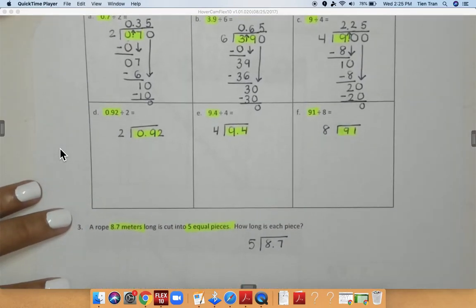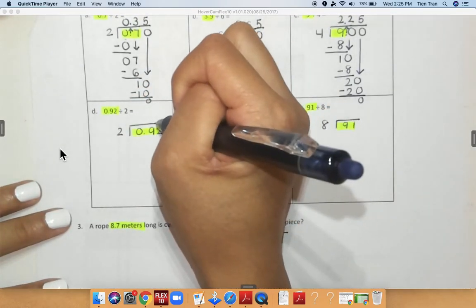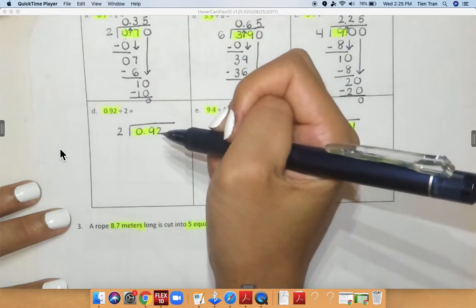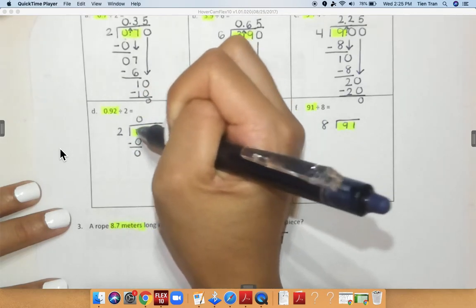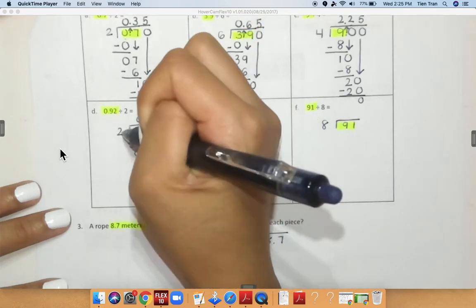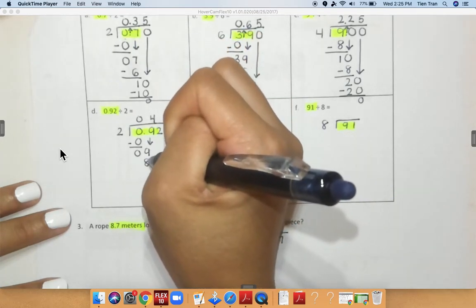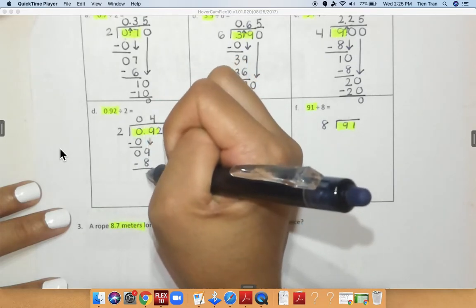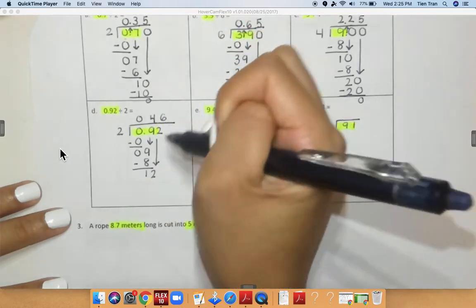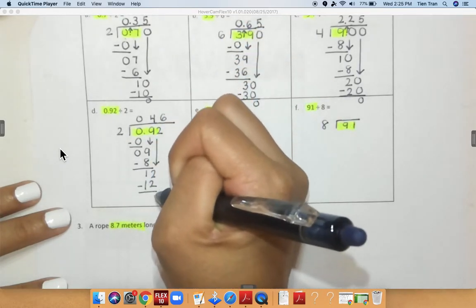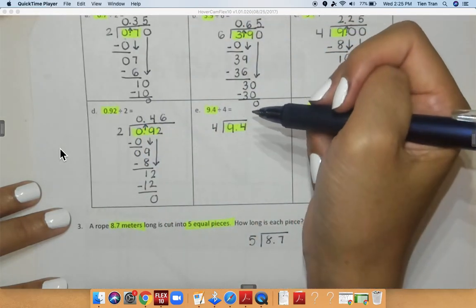Now I'm going to move on to problem D. Notice that 0 and 92 hundredths goes inside as my dividend, and my divisor is a 2. 2 can go into 0 0 times, so I'm subtracting 0 minus 0. 2 can go into 9 4 times. 2 times 4 is equal to 8. 9 minus 8 is equal to 1. Bring down your 2. 2 can go into 12 6 times. 12 minus 12 is equal to 0. I can bring up my decimal. My final answer is 46 hundredths.